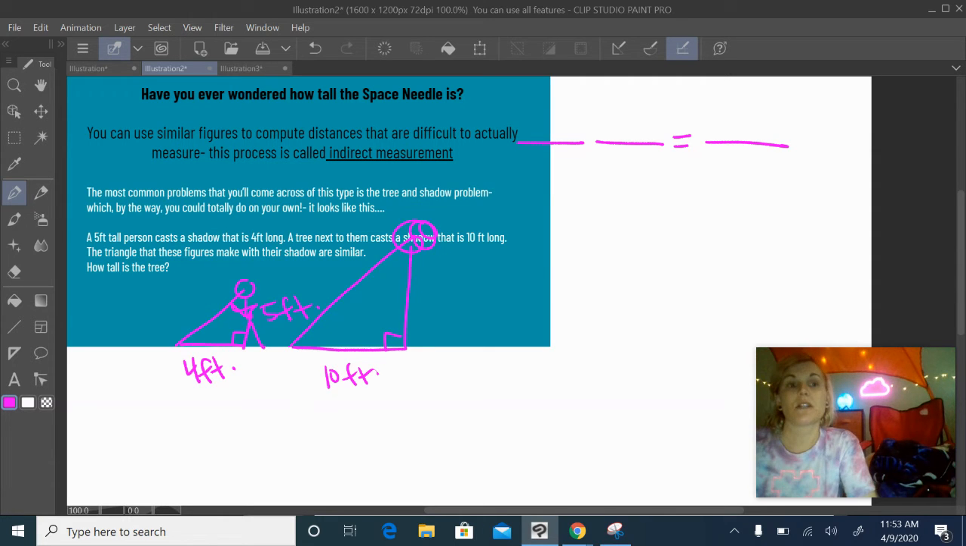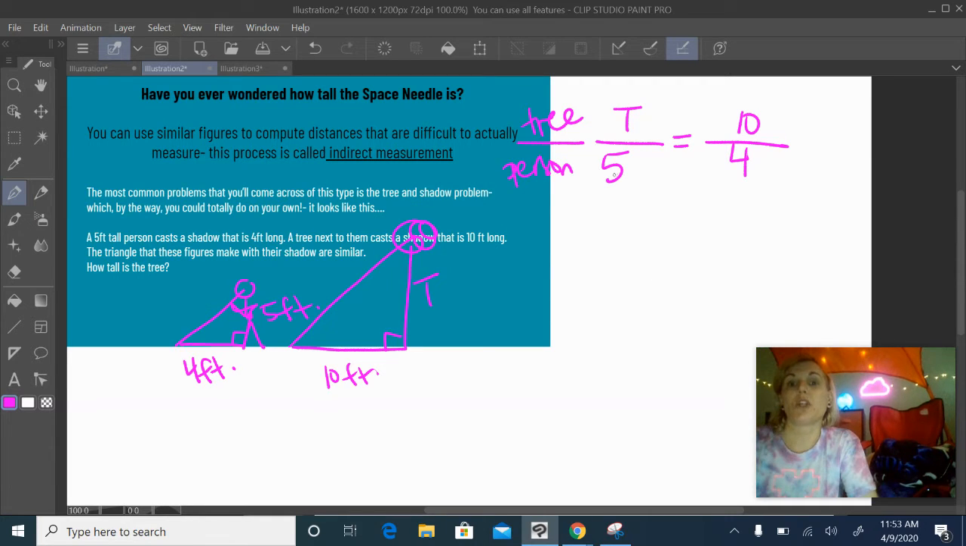Okay, so the two things I'm comparing are the tree and the person. It doesn't matter who I choose to put top or bottom at this moment. We're going to fill in what we know. So the tree, we don't know the height. Okay, so the height of the tree to the height of the person is equal to the shadow of the tree to the shadow of the person.